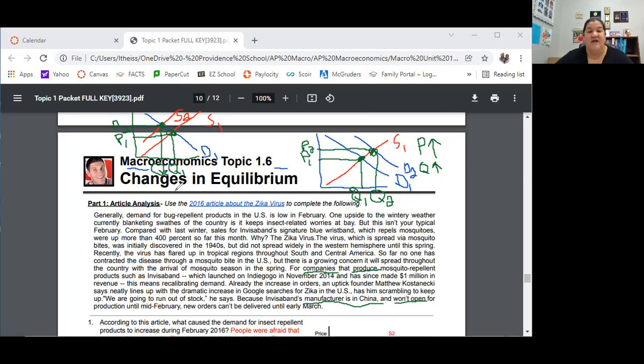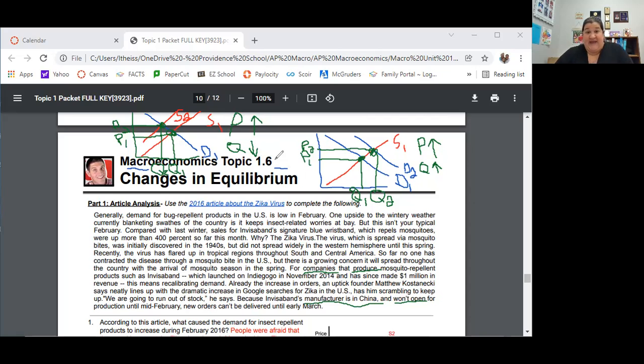So for this graph, what happened to my price? Well, my price increased again, just like on this one, my price increased. Notice we put the arrow. On this one, price also increased because I went from P1 up here to P2. So price increased. But what about quantity? In this instance, I went from Q1 to Q2, but now I have a decrease.